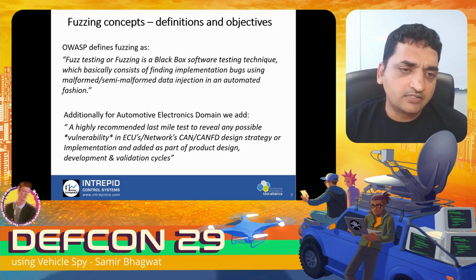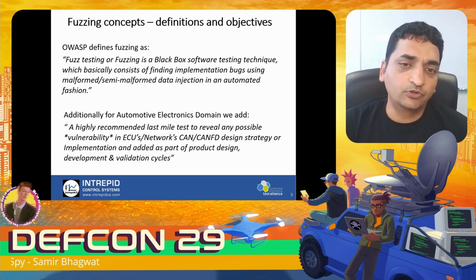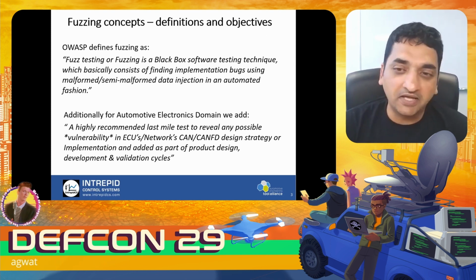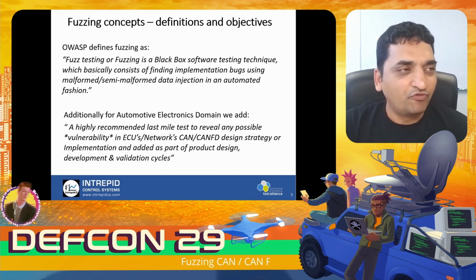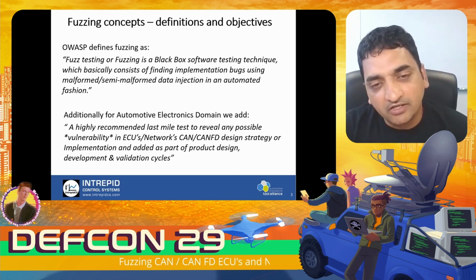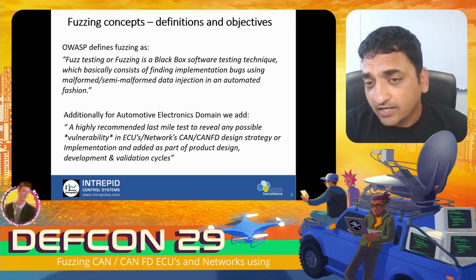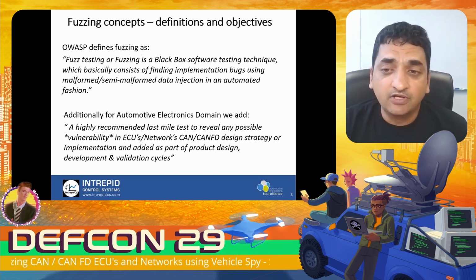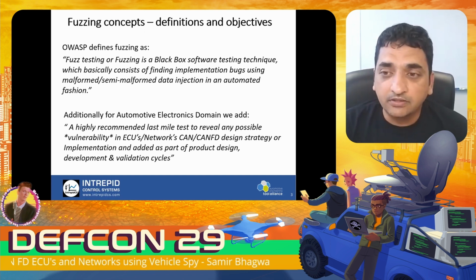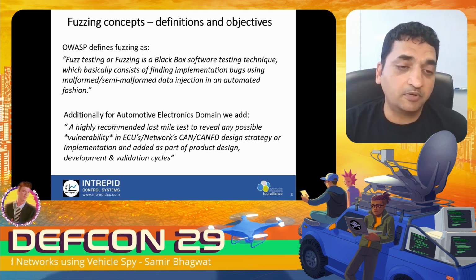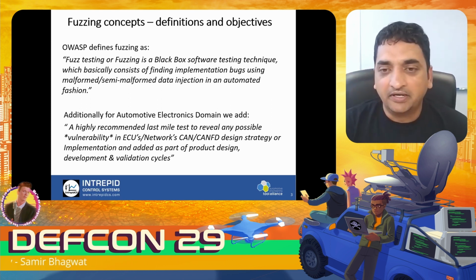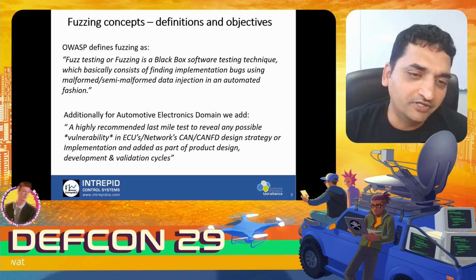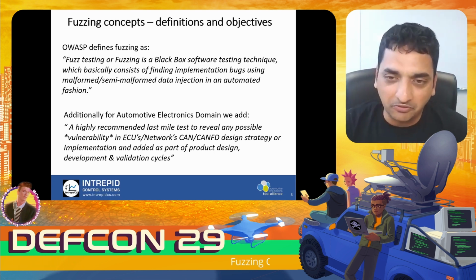This does not necessarily mean that tests should only be done at the end of the design, development, and validation cycles. Fuzzing is now being considered part of the software development lifecycle. So it is an even better strategy to include this testing as part of milestone releases of software during the entire cycle. And that is how the importance of fuzzing is there for automotive.